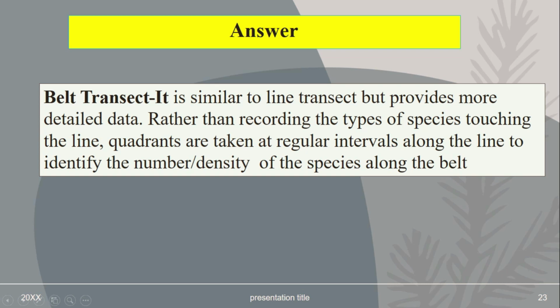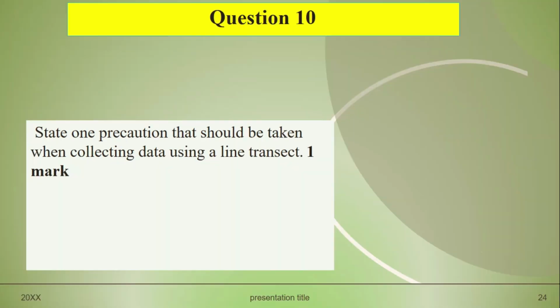So on the other hand, the line transect does not give you the number of organisms present. It will just tell you that the organism is present or not. All right, so the line transect is not detailed, but the belt transect is much more detailed. So the answer is a belt transect.